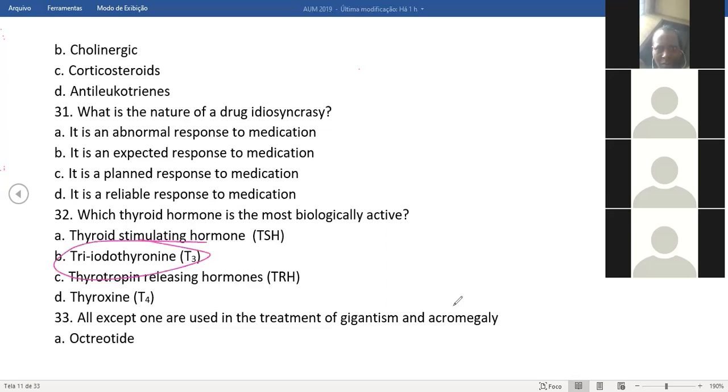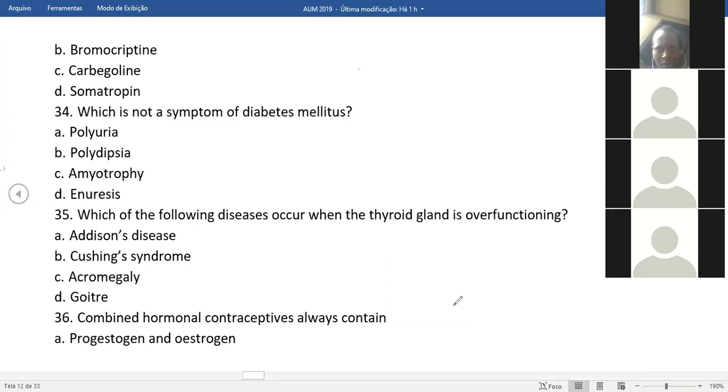Triiodothyronine is the most biologically active in our option. All except one are used in the treatment of gigantism and acromegaly. A, octreotide. B, bromocriptine. C, cabergoline. D, somatropin.